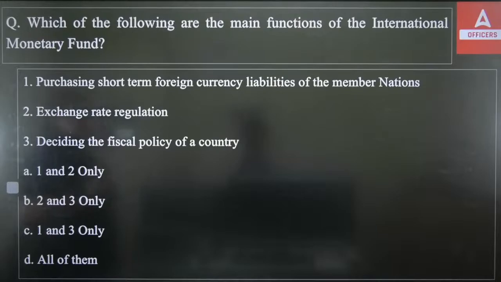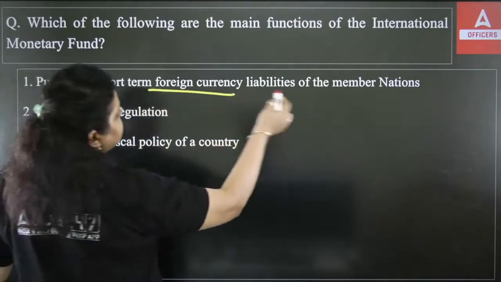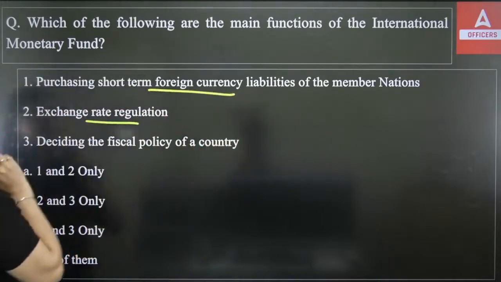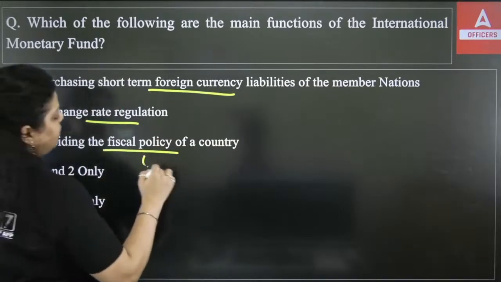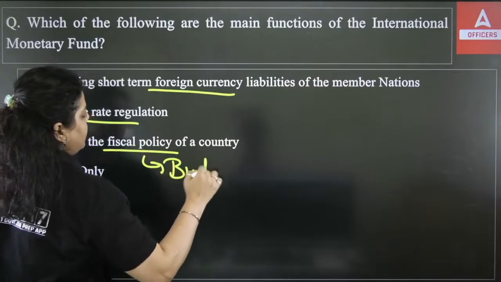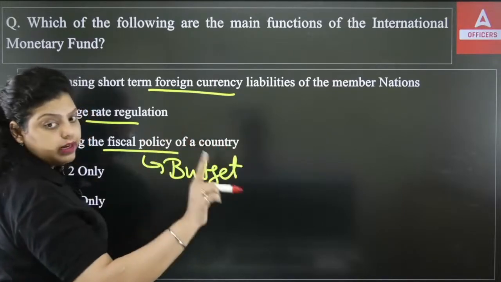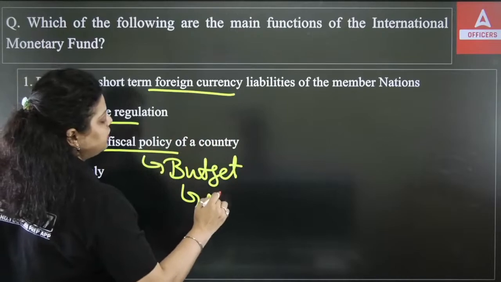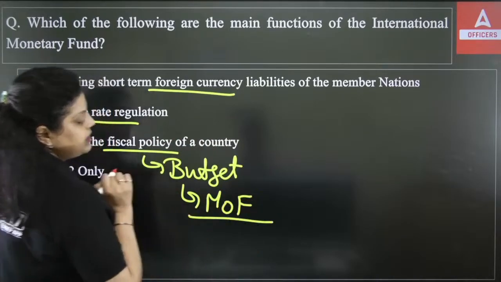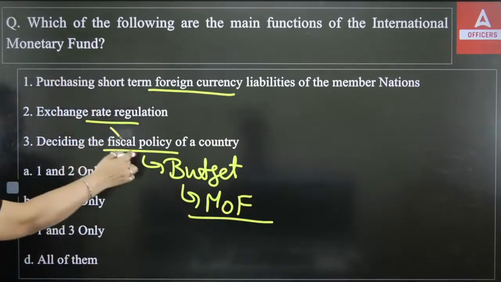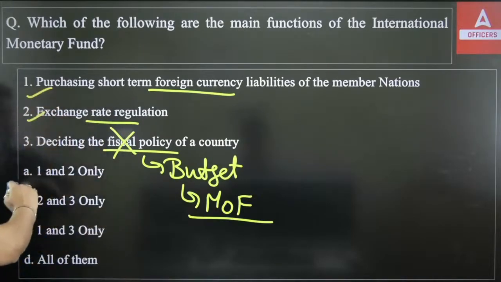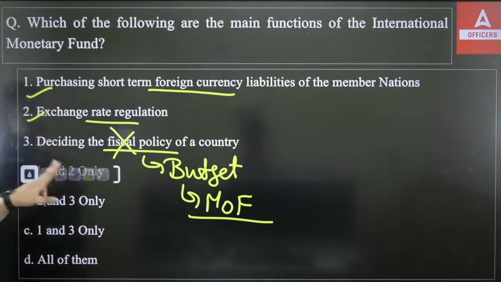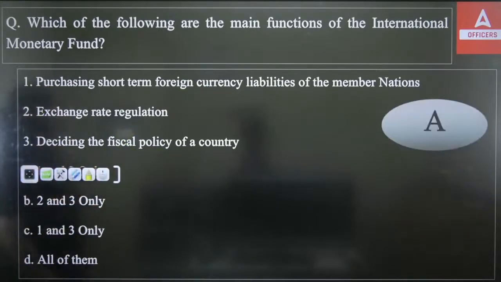Okay, so first is saying purchasing the short-term foreign currency liability of the member nation. Second is exchange rate regulation. Third is deciding fiscal policy of the country. Now, fiscal policy is the budget of a country. And the budget will also be formulated by whom? The Ministry of Finance of the country. MOF means Ministry of Finance. So the third cannot be the right answer. But the first and second are true. That's why option A will be right for this particular question, that these are the primary functions of the International Monetary Fund.